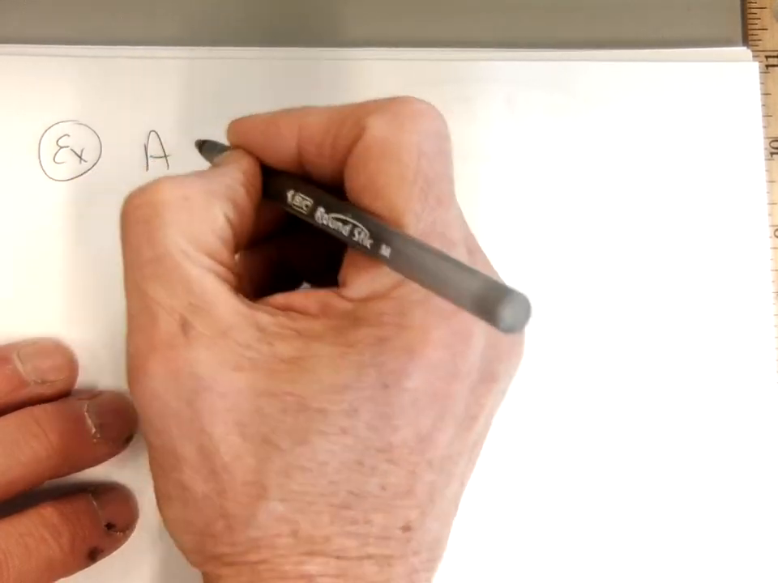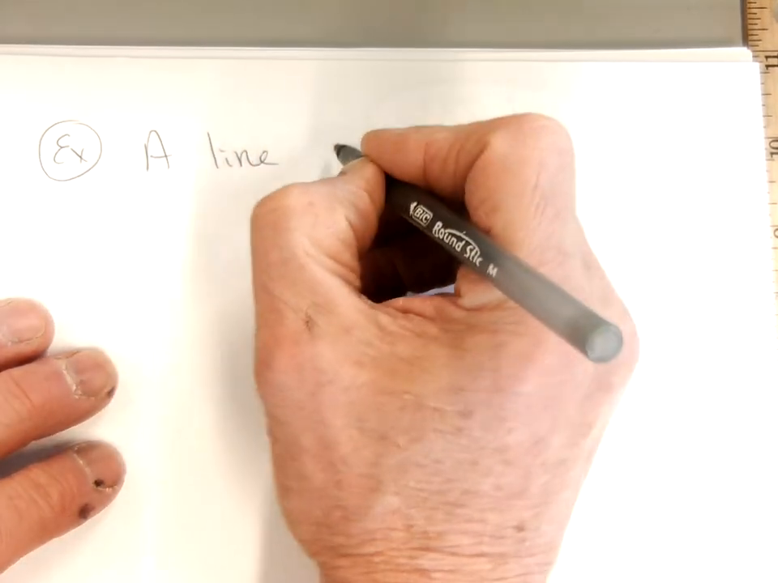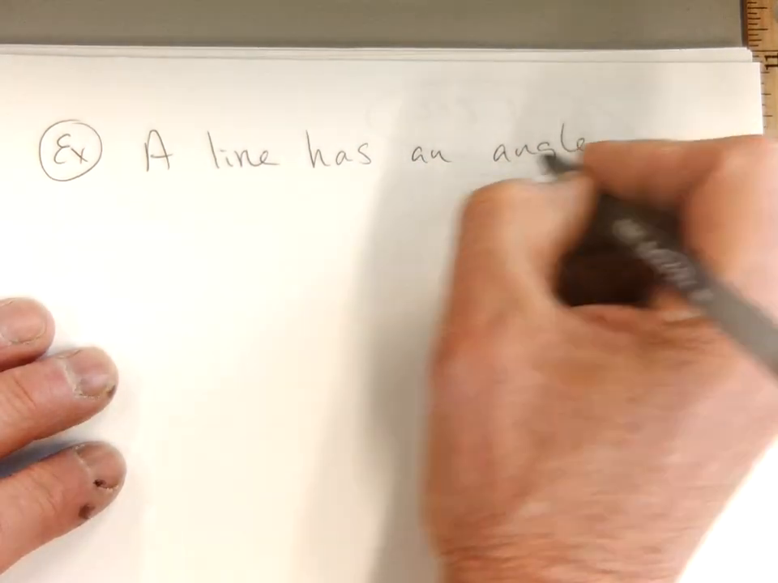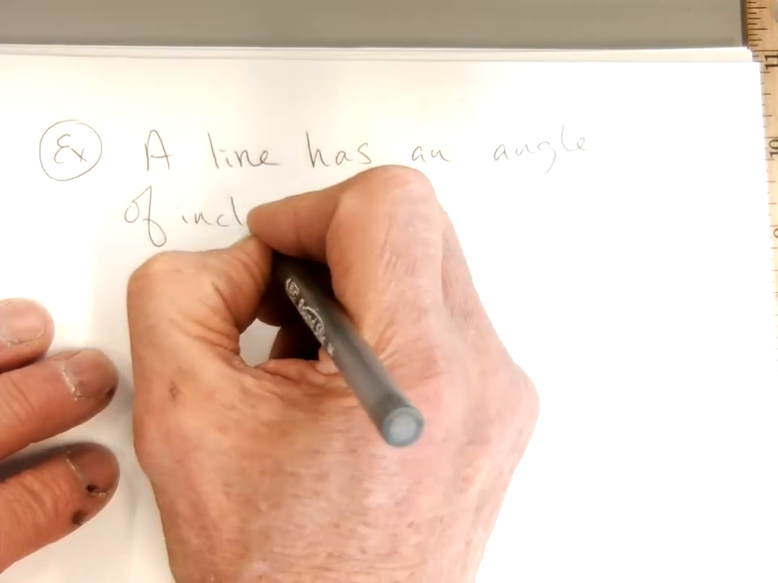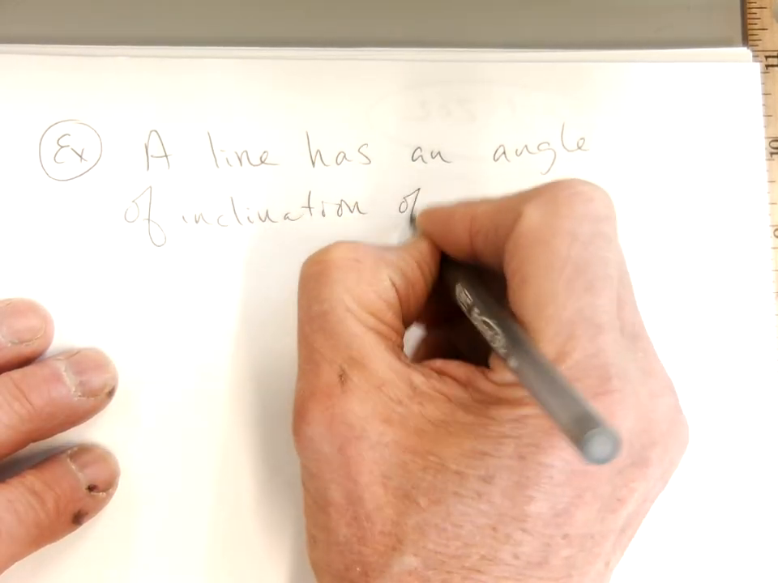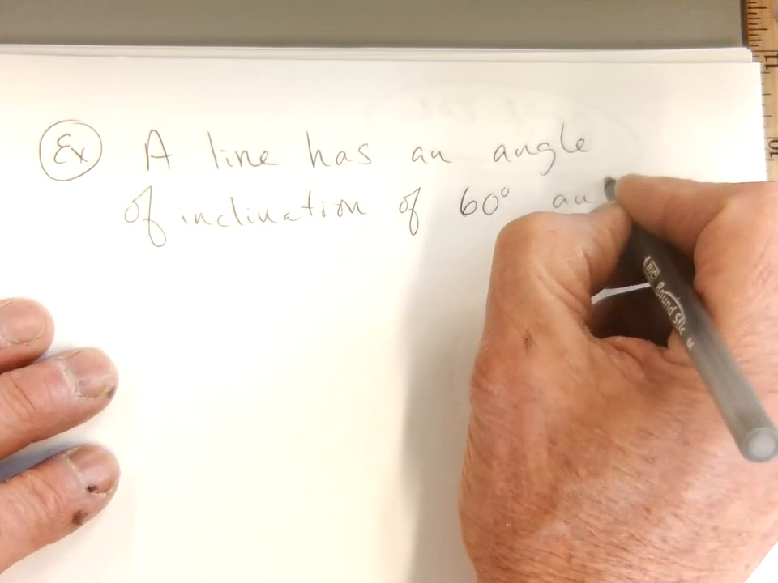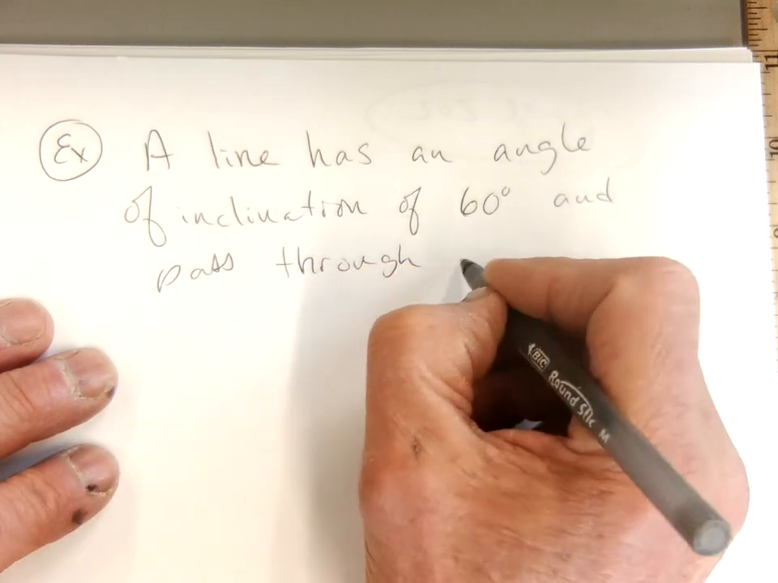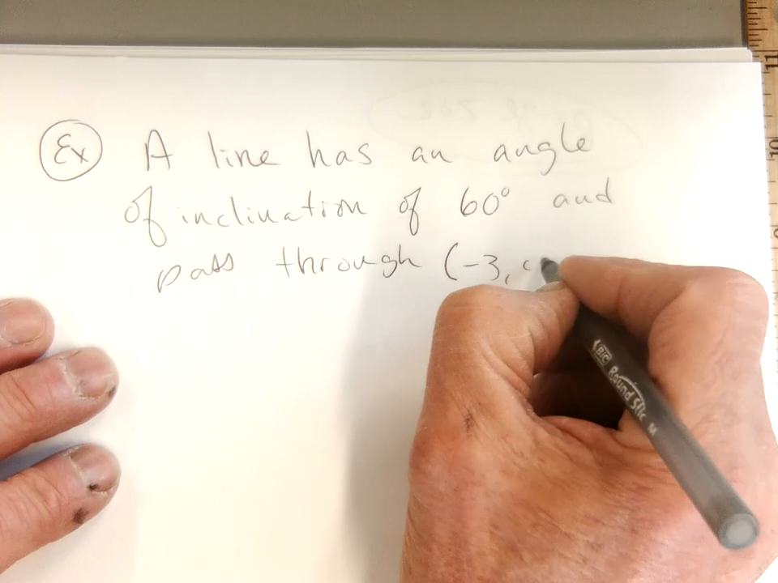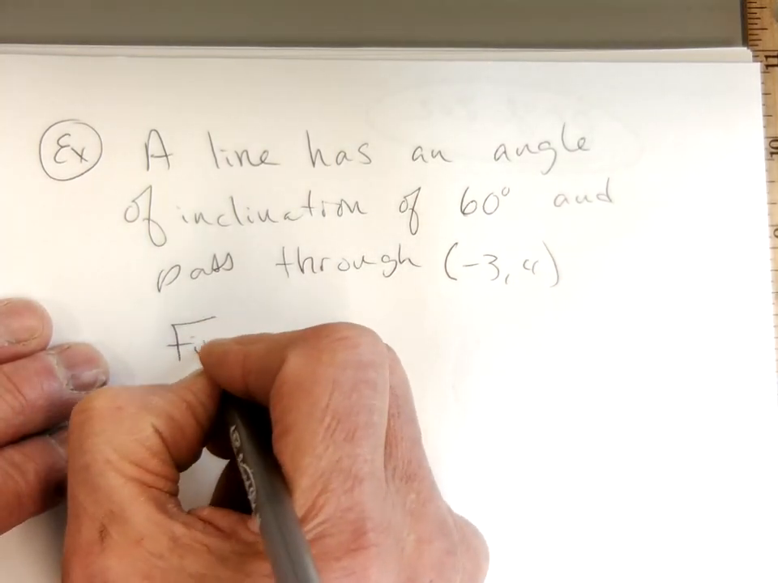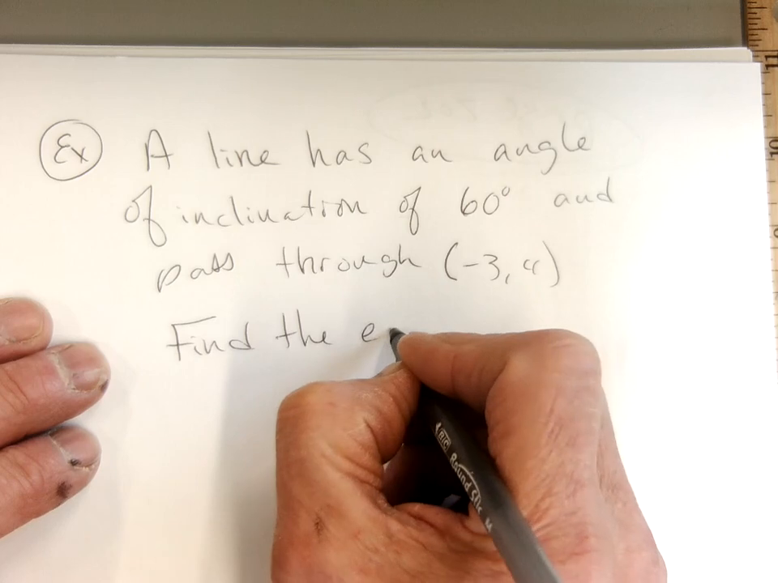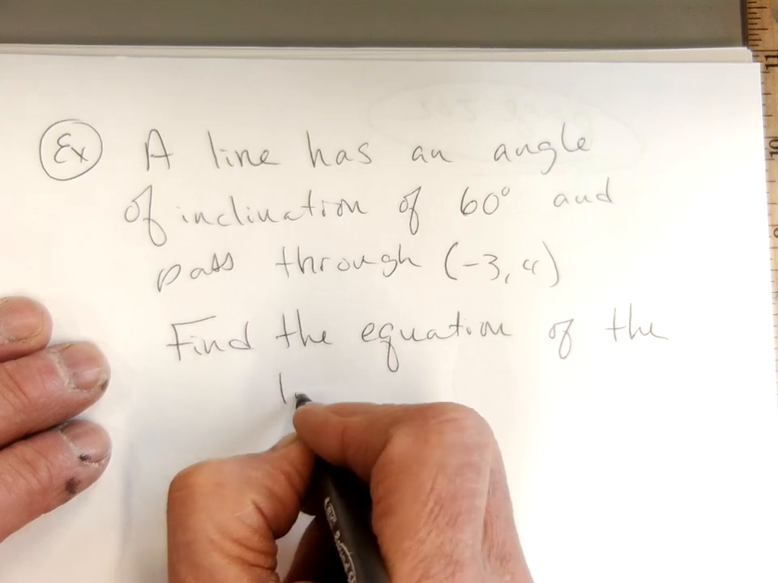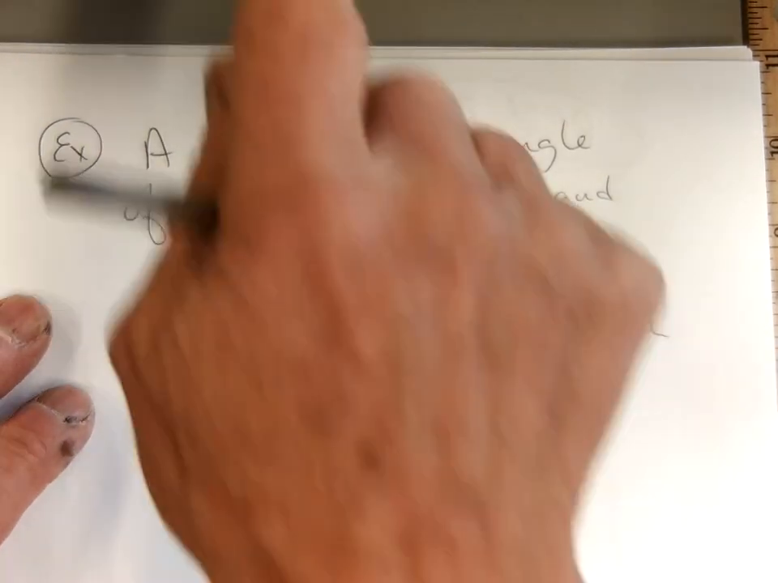A line has an angle of inclination of 60 degrees and passes through the point negative 3, 4. Find the equation of the line. Go ahead and write that down, and we're going to solve this one, okay?